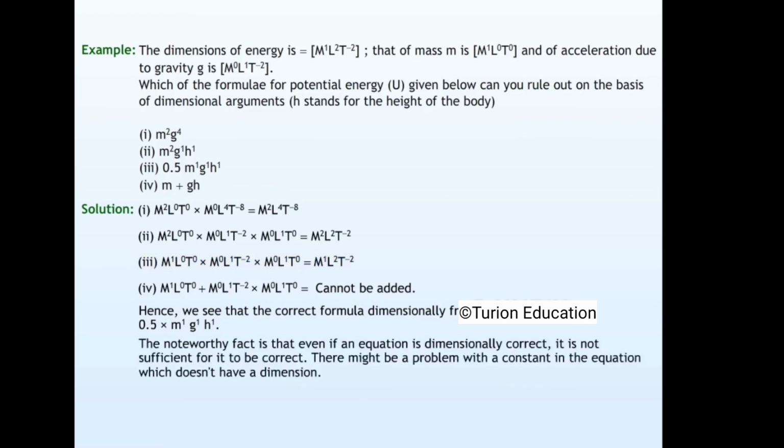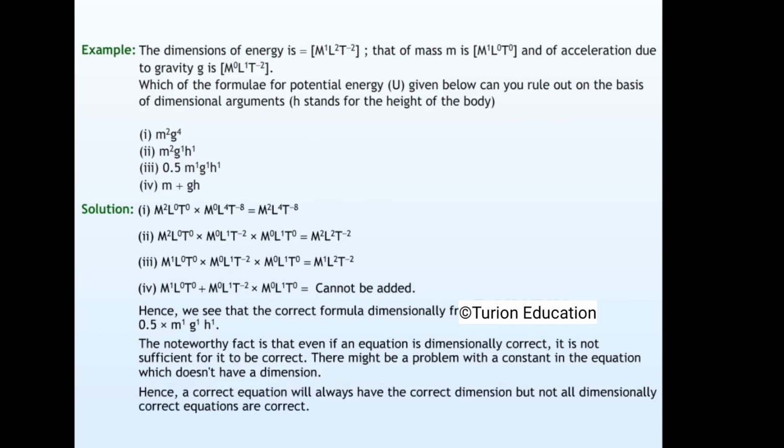The noteworthy fact is that even if an equation is dimensionally correct, it is not sufficient for it to be correct. There might be a problem with a constant in the equation which doesn't have a dimension. Hence, a correct equation will always have the correct dimension, but not all dimensionally correct equations are correct.